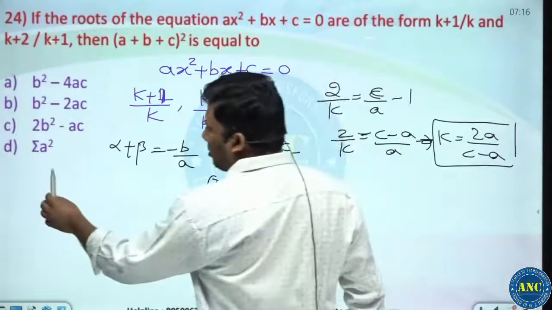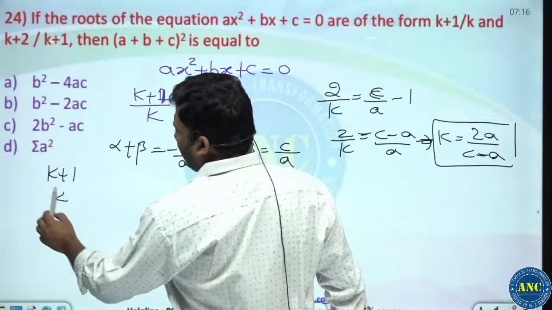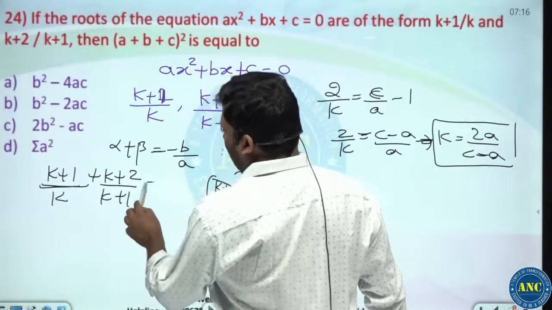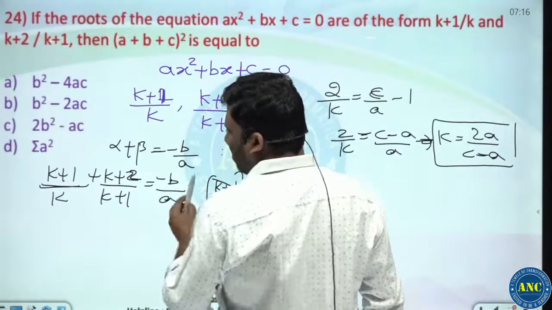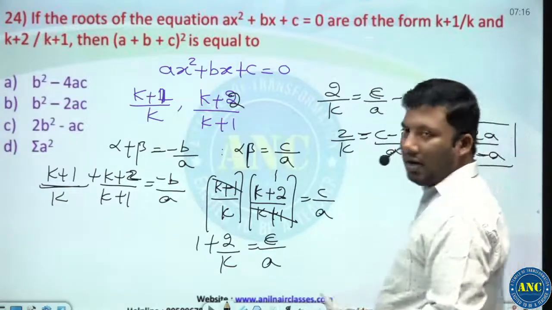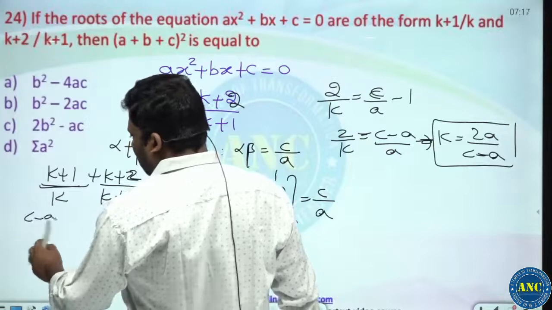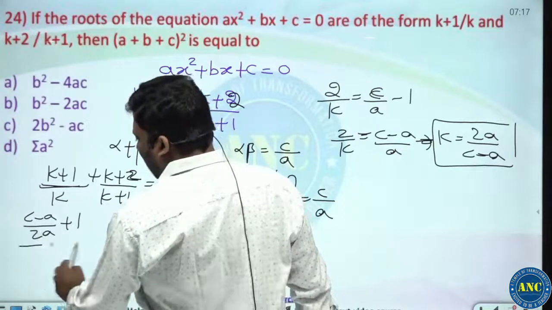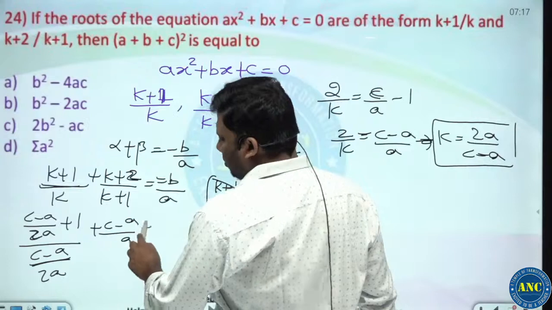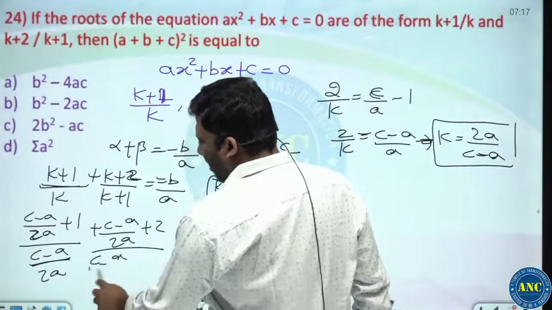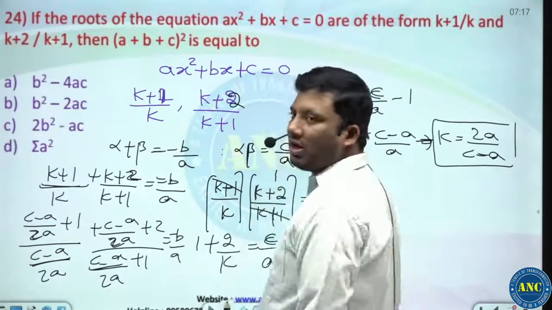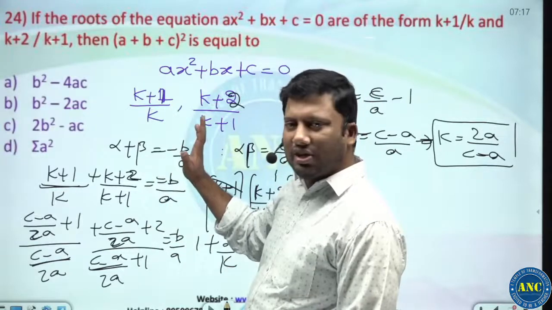Alpha plus beta will be k plus 1 by k plus k plus 2 by k plus 1, equivalent to minus b by a. So wherever k is there, we need to substitute it. Just a substitution: (c minus a) by 2a plus 1 divided by (c minus a) by 2a, plus (c minus a) by 2a plus 2 divided by (c minus a) by 2a plus 1, equivalent to minus b by a. Cross multiply, whatever the answer that you get, that itself is the answer. This is one way to solve.